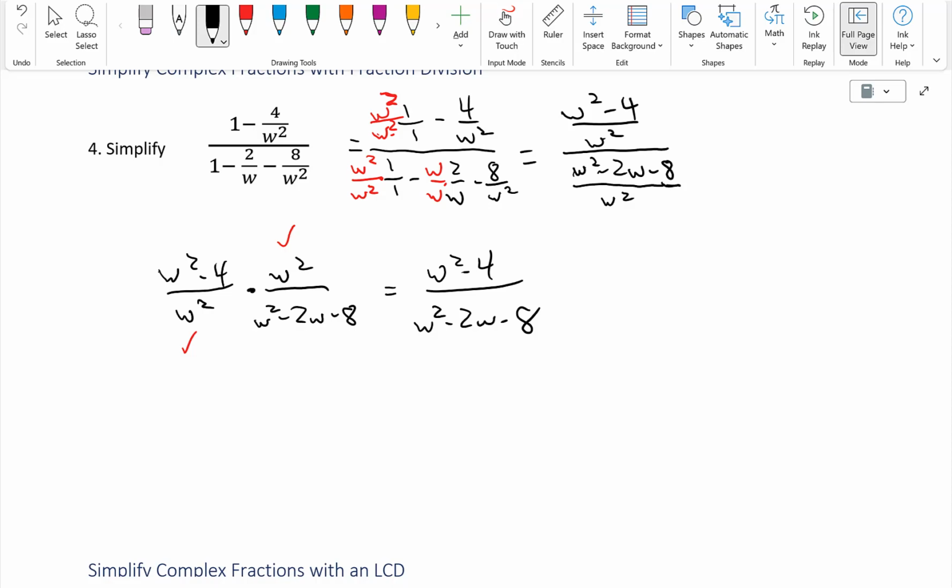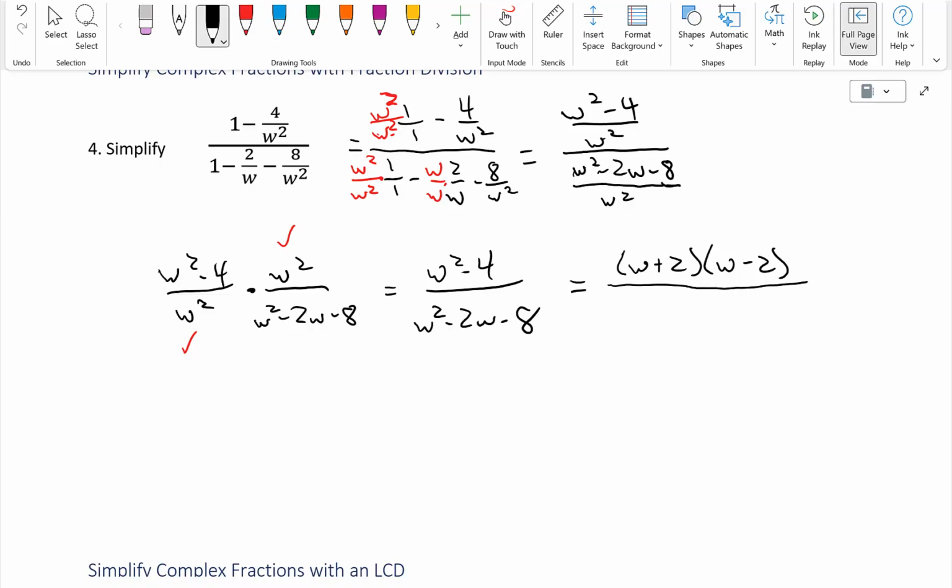Now we want to go back to what we did with simplifying rational expressions above. We're going to factor numerator and denominator and see if we can go any further. Our numerator is a difference of squares, so I'll do a w plus 2 times w minus 2. Right, w squared and 2 squared there. And my denominator, I'm looking for factors of 8. That would give me a negative 2.